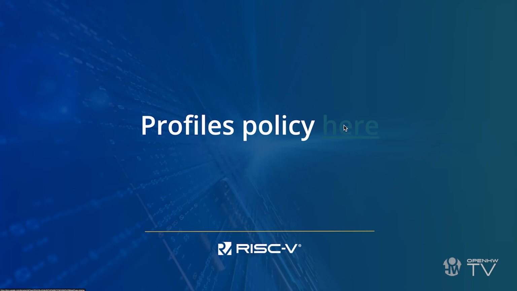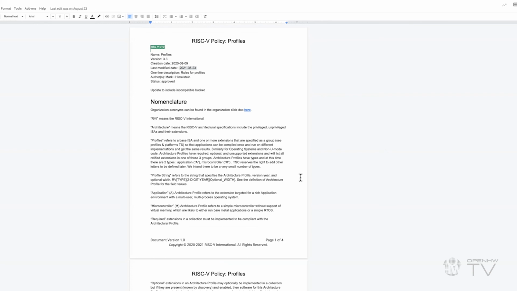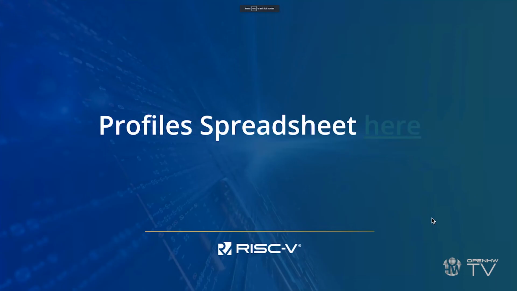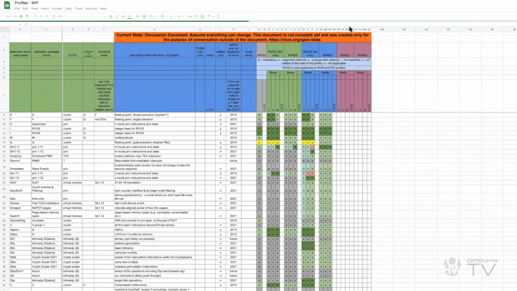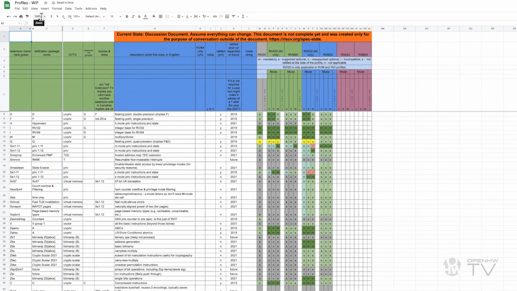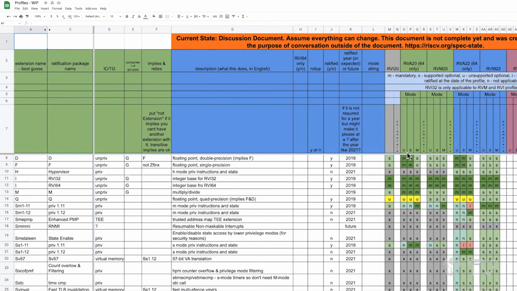The profiles policy document is here, and we've written all the stuff down in prose that you saw there on the slides. The second one is the profiles spreadsheet, where we actually have all of the profiles for the different years, and with all the extensions as rows. And then it says what their disposition is, which is mandatory or supported, unsupported, not implemented, or at that time, not ratified, or not applicable.